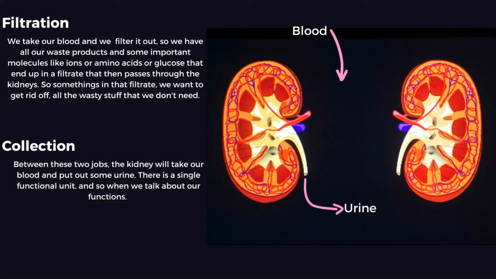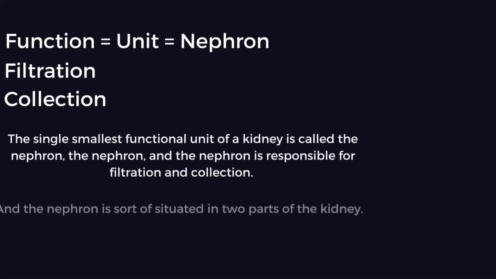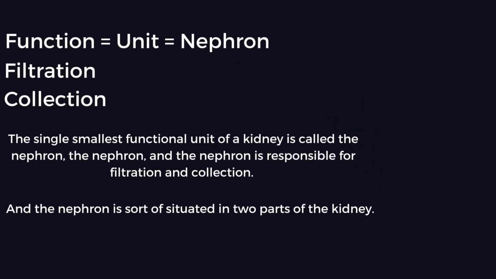Now at this point, I should also mention that there's a single functional unit. When we talk about our functions, there is a unit that we can talk about. The single smallest functional unit of a kidney is called the nephron. The nephron is responsible for filtration and collection. We'll talk about some other structures in a minute that are only responsible for collection, but the nephron is charged with filtration and collection, so it's got two hats on.